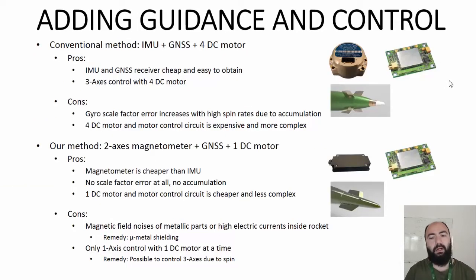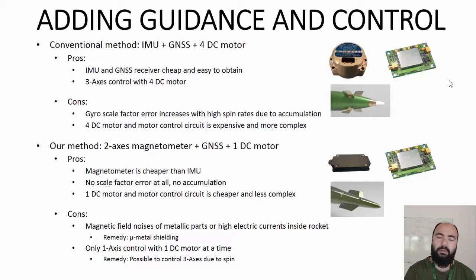How can we add guidance and control to a conventional or unguided rocket? The conventional method uses an IMU, a GNSS, and 4 DC motors. The advantages: IMU and GNSS are not very expensive and easy to obtain, and with 4 DC motors you can control 3 axes. However, gyroscope scale factor increases with high spin rates due to accumulation, and controlling 4 DC motors and their circuit is expensive. So we propose a 2-axis magnetometer, a GNSS, and 1 DC motor.